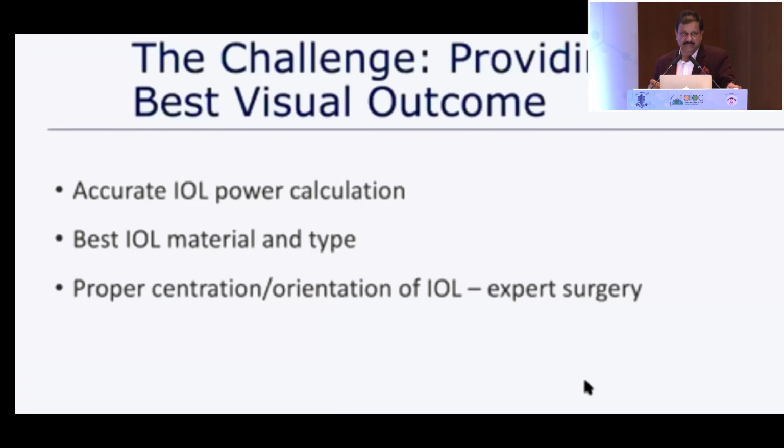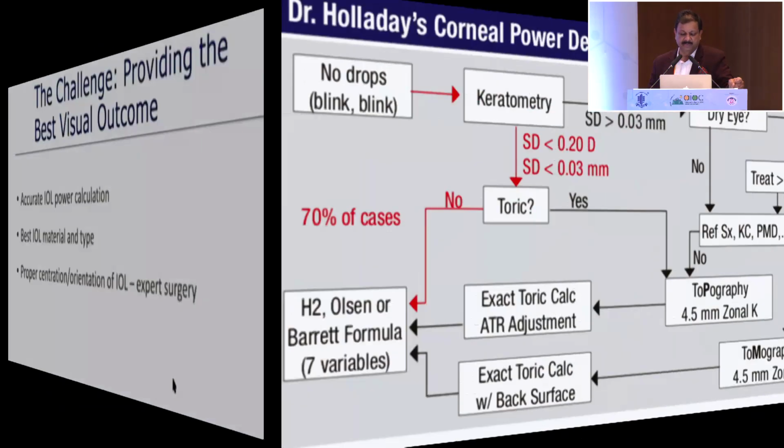I think residual refractive error is one of the key important points when you're dealing with these modern IOL technologies, and I think we should all have the best of the IOL material and type, and good surgery, which includes proper centration and orientation of the IOL, because as we know, a tilt of more than 2.8 or a decentration of more than 0.5 is very deleterious for these premium trifocal lenses.